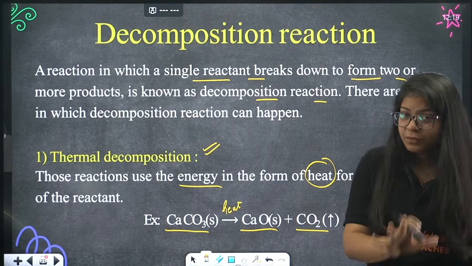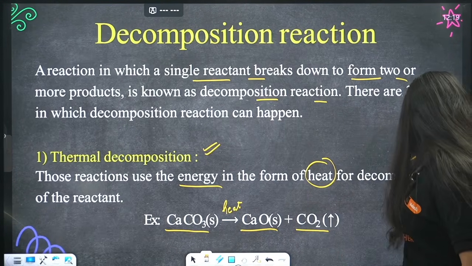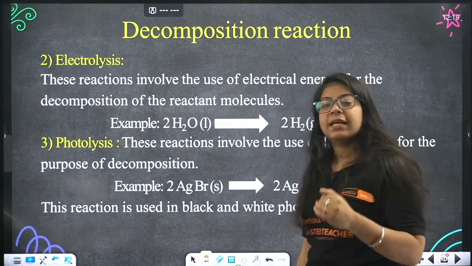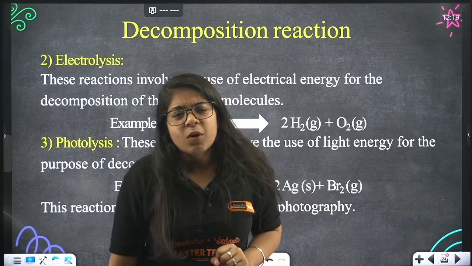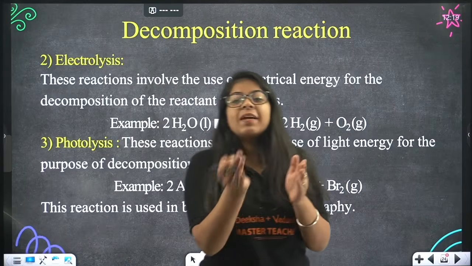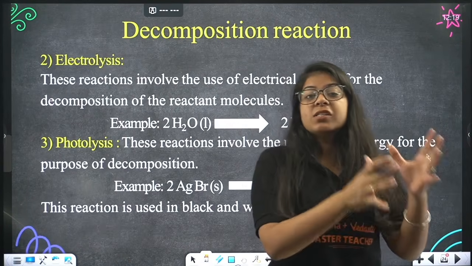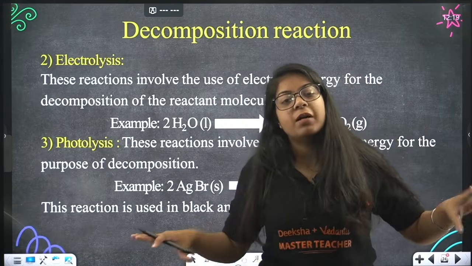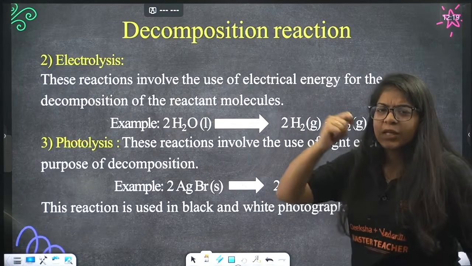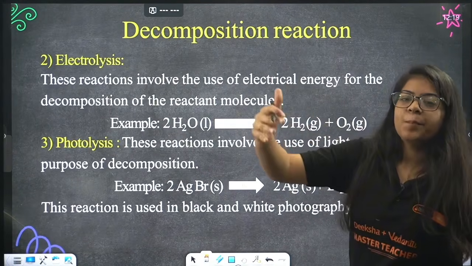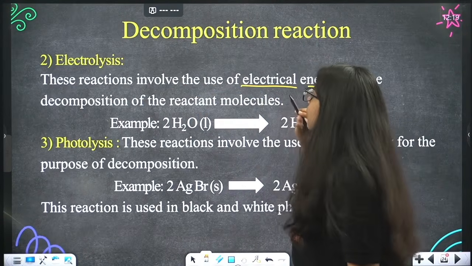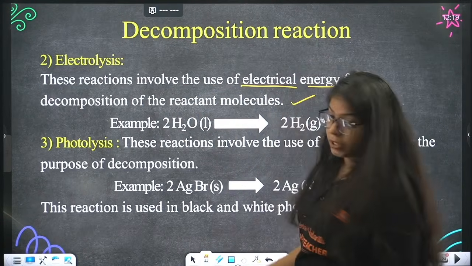Done? Understood? Next type of decomposition reaction, beta, is photolysis. Okay, we have electrolysis first. Now beta, what do you understand by the word electrolysis? Electricity. So when energy is given in the form of electrical energy to break down the reactant into different products, that is called electrolysis or electrolytic decomposition. These reactions involve the use of electrical energy for the decomposition of the reactant molecules.